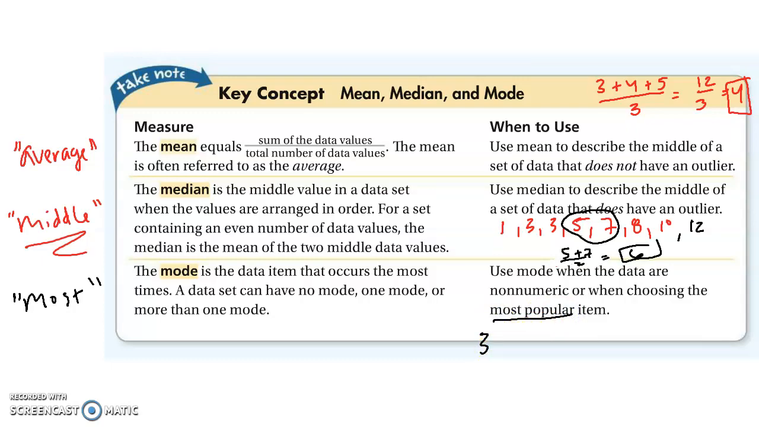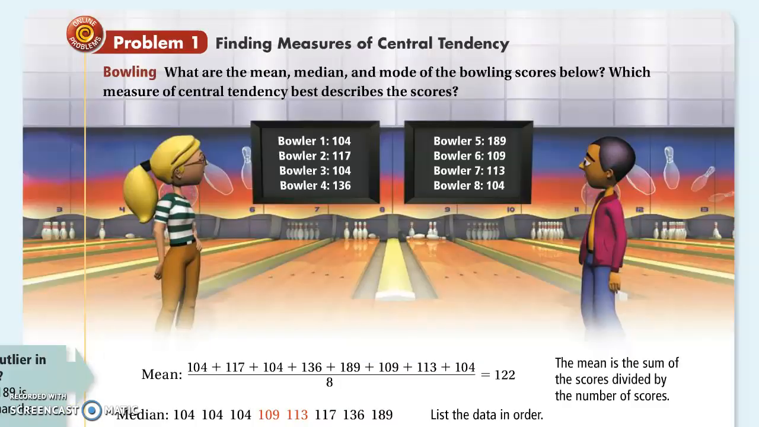It's a number that occurs the most times. Now, you could have one mode. You could have two numbers that occur the most amount of times and tie for first. You might have no modes in there. But when we're talking about data, this might be a very helpful way to look at data. So let's go ahead and look at problem number 1.